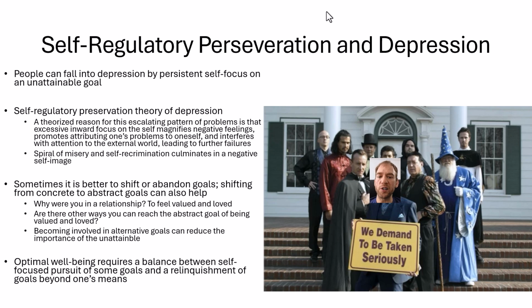Let's wrap it up with self-regulation and depression. People can fall into depression by persistent self-focus on an unattainable goal. The self-regulatory perseveration theory of depression argues that a theorized reason for this escalating pattern of problems is that excessive inward focus on the self magnifies negative feelings, promotes attributing one's problems to oneself, and interferes with attention to the external world, leading to further failures. This is a spiral of misery and self-recrimination that culminates in a negative self-image.